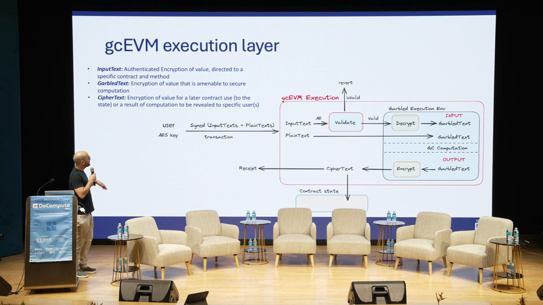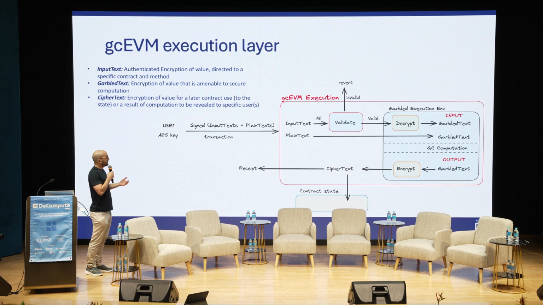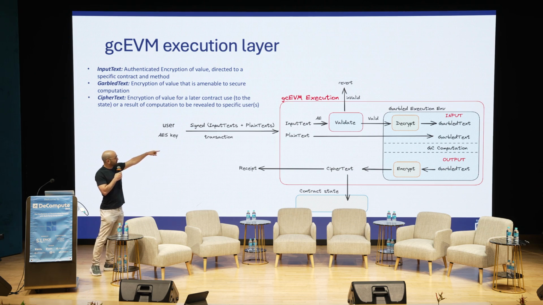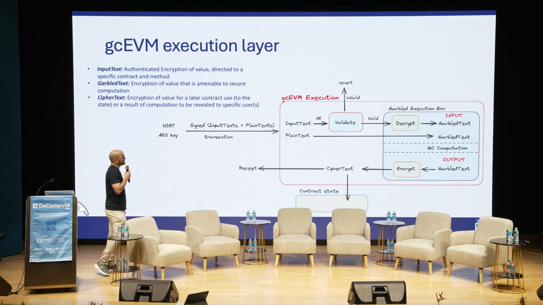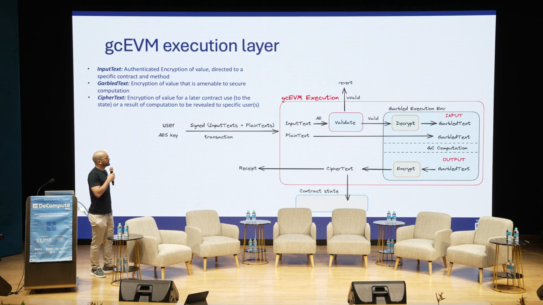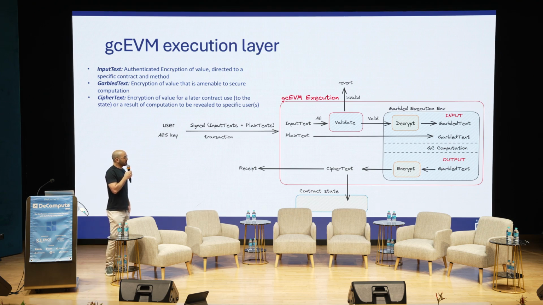So when a transaction arrives at the execution layer, it has inside it some input text and plain text. The input text first goes to a validation phase where the signature is validated, and it also validates that this is the right contract and method that the user wanted to call and not something else. If it passes the validation, it goes into the garbled execution environment where everything is in the form of garbled text. And this allows us to do operations on secret information using garbled circuits.